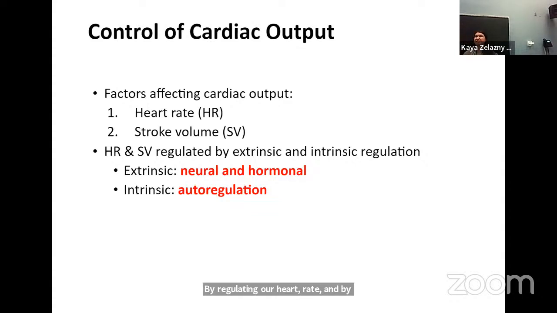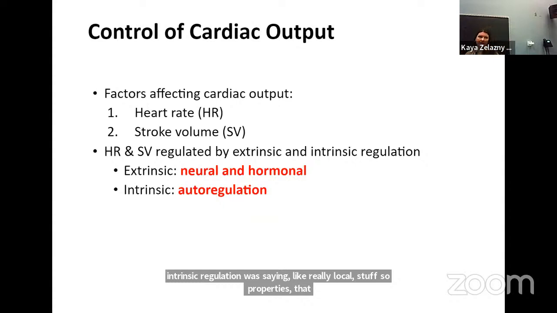So we can actually change how hard your heart squeezes in order to adjust that stroke volume. Okay. So we're going to have both extrinsic, so coming from elsewhere, regulation, and intrinsic regulation. When we say intrinsic regulation, we're saying really local stuff, so properties that have to do with the heart itself rather than with nerves coming in.